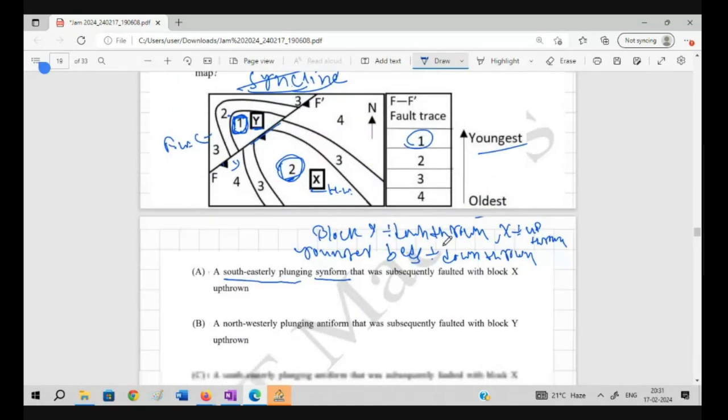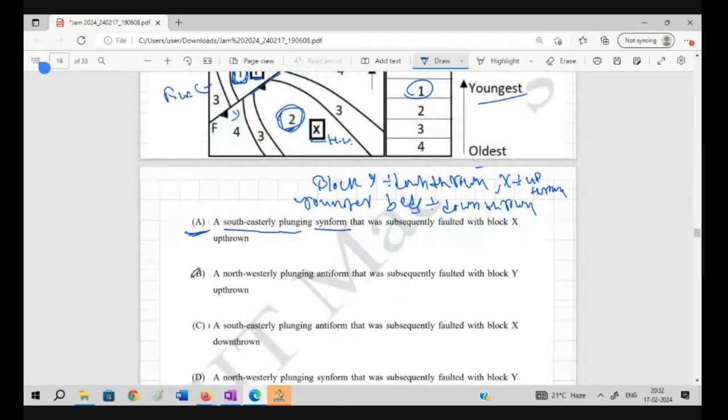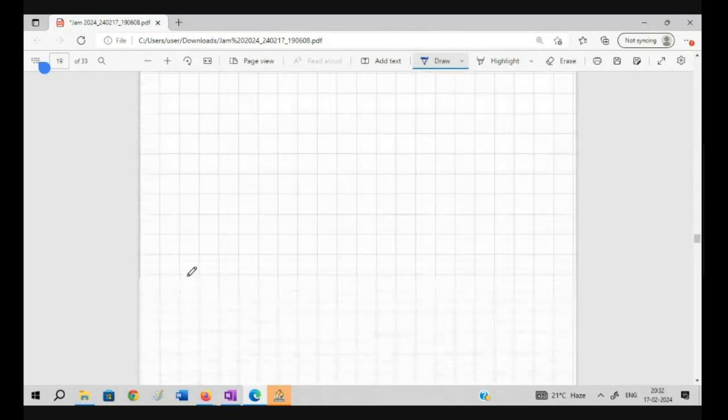Okay. So if you see this data that we got, then it should be option A. Yes or no? Then it should be option A. Could you get it?